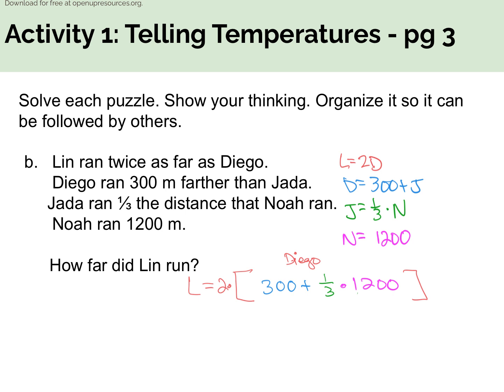Let's go ahead and answer this. So let's do 1/3 times 1,200. So grab your calculator. Let's see, 1/3 times 1,200. Okay, that's 400. So I still have Lynn is equal to 2 times. We still have our 300. We just found our 400. Okay, and then let's go ahead and do 300 plus 400. Oh, that's 700. So I have 700.